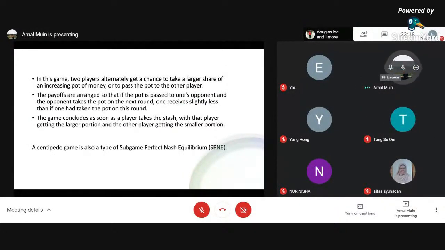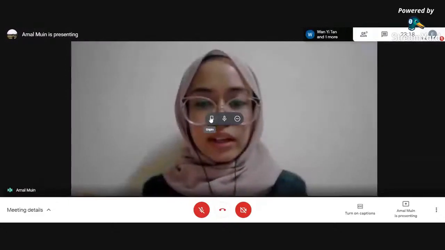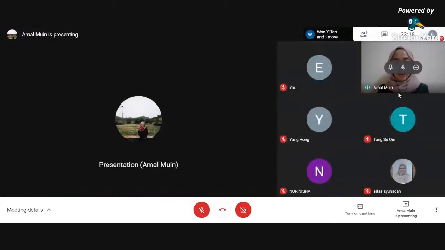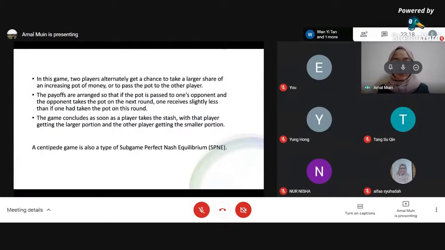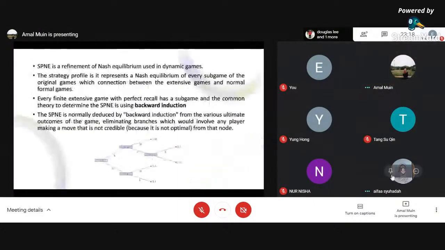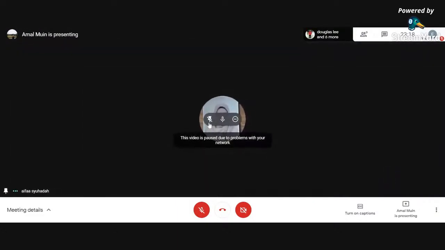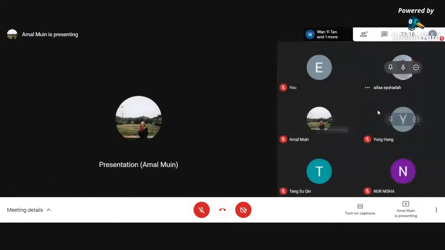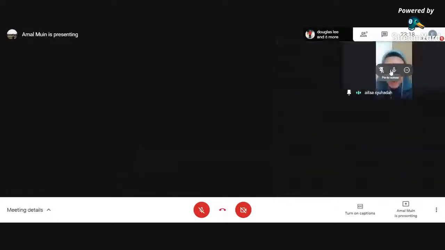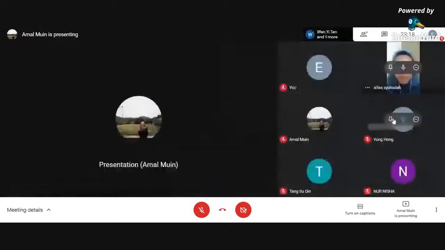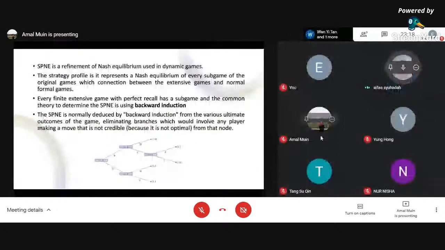This Centipede game is also a type of subgame perfect Nash equilibrium, or for short we call it SPNE. SPNE is a refinement of Nash equilibrium used in dynamic games. The strategy profile represents a Nash equilibrium of every subgame of the original game, with a connection between extensive games and normal form games.